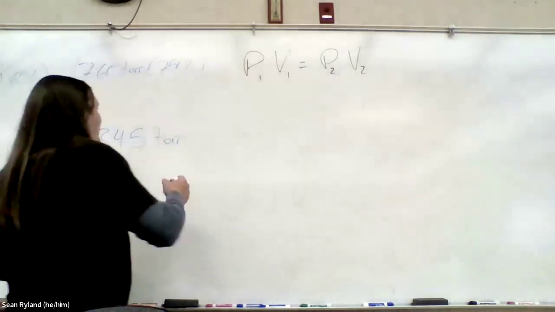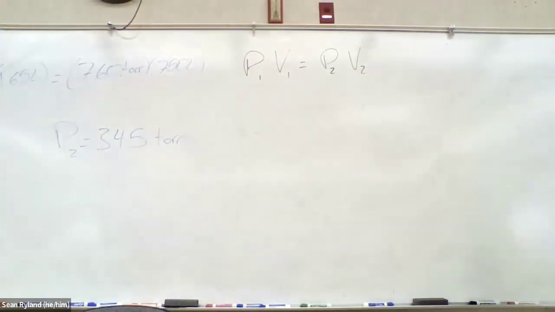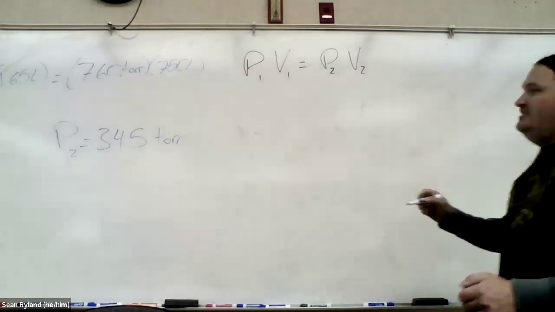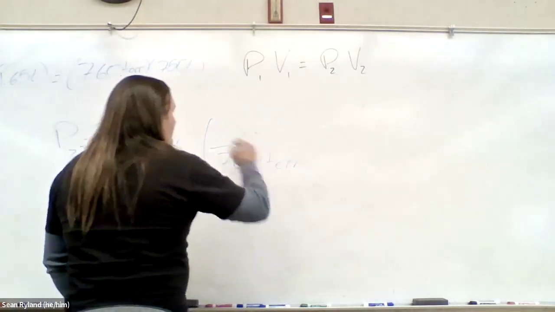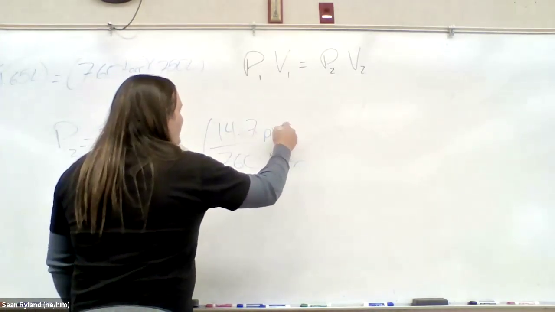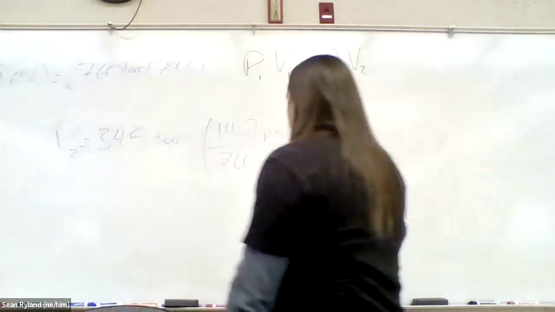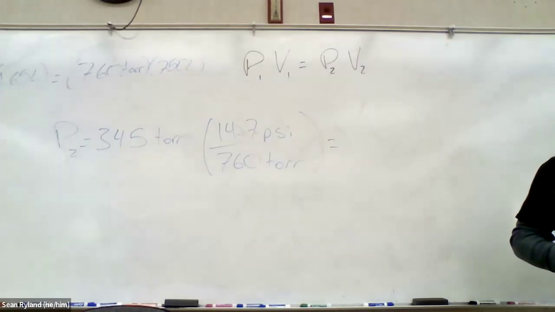Okay, so we want it in PSI. How do we convert torr to PSI? We've got a bunch of standard atmospheric pressures that are all equal to each other. So if 760 torr is equal to 14.7 PSI, just a conversion.